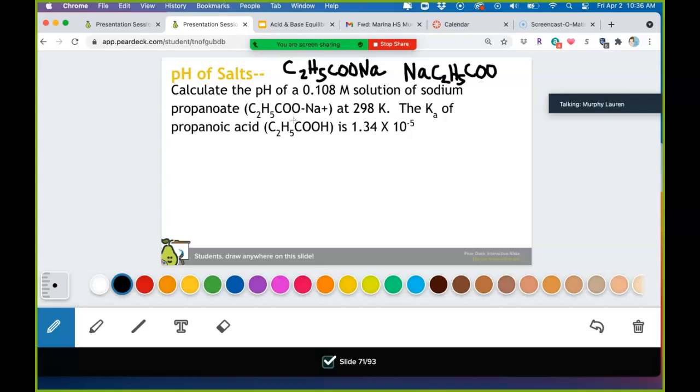So try to do this one. See if you guys can do this one now, given the last problem.